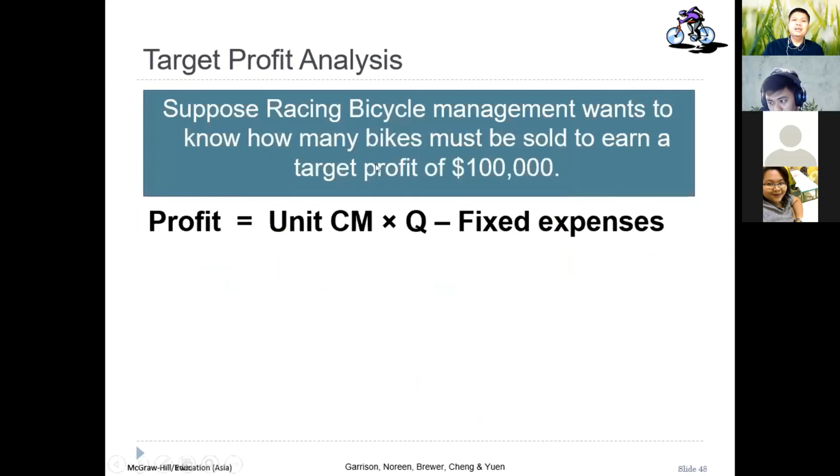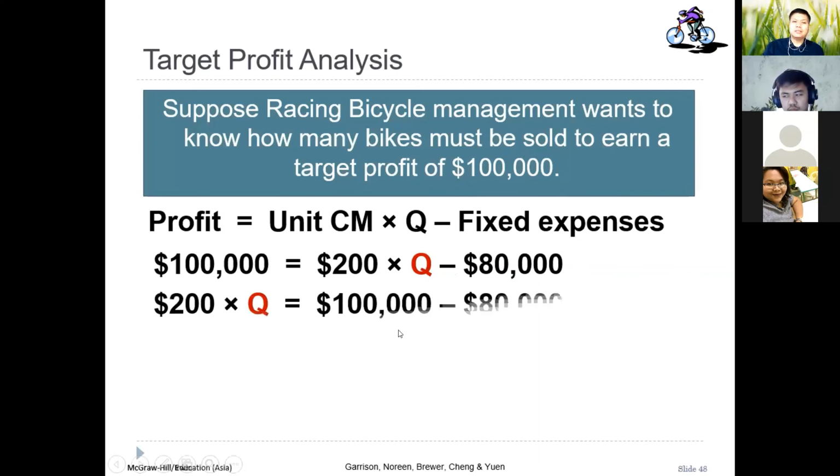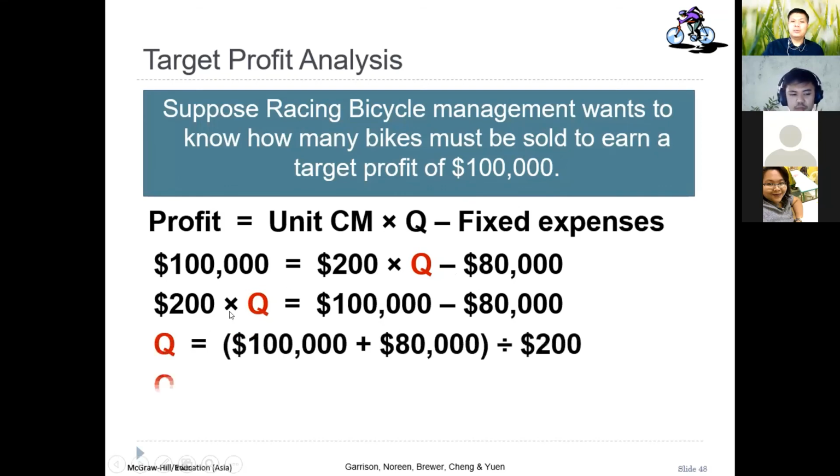Okay. Suppose Racing Bicycle Management wants to know how many bikes must be sold to earn a target profit of 100,000. Doon sa atin, ano lang to, fixed cost plus 100,000 divided by what? CMR, tama? Okay. O, sundan natin yung kay book. Unit CM times Q minus fixed expense. Ayan. So unit CM is 200 times Q minus 80,000. Ano gagawin mo ngayon? Ililipat mo si Q dun sa kabila, di ba? So 200 times Q, ito naman nilipat natin yung 100,000 dito. So nagpalit sila ngayon, no?